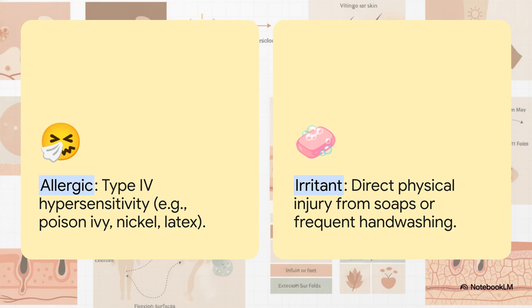Irritant contact dermatitis, however, is not immune-mediated at all. It is a direct physical or chemical injury to the epidermal barrier from substances like harsh soaps, detergents, acids, alkalis, or honestly just frequent hand washing. It frequently presents with dry, fissured skin rather than vesicles.